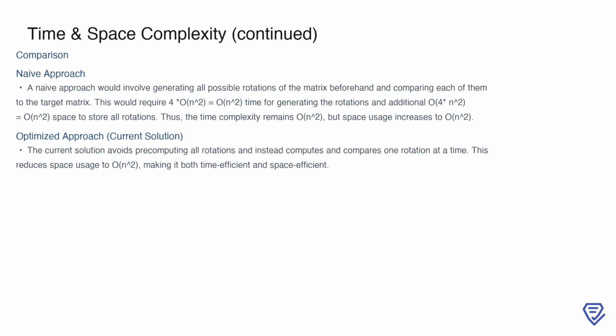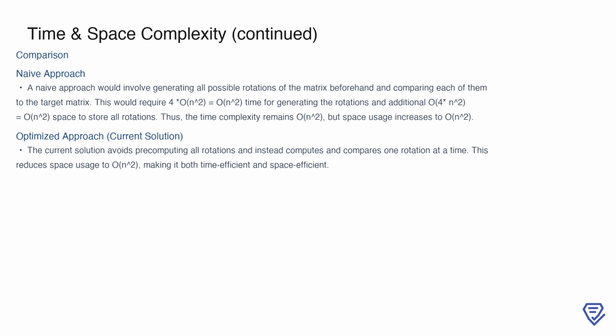When comparing this approach to a naive solution, the benefits of the current solution become clear. A naive approach might pre-compute all 4 possible rotations of the matrix before starting the comparison process. This would still require 4 * O(n²), or O(n²), time to generate the rotations, but it would also use additional space to store all these rotations. Specifically, storing the 4 rotated matrices would require O(4 * n²), which simplifies to O(n²) space.